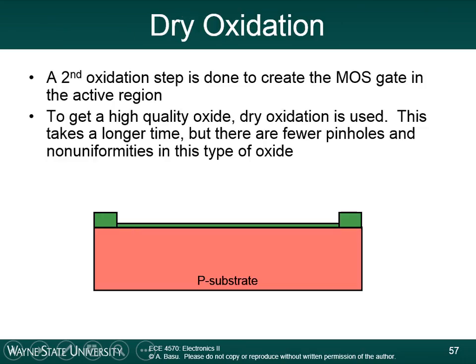Second oxidation step is done to create the MOS gate in the active region. Now this step is the critical one. We just talked about gate oxide tunneling, right? This oxide layer has to be grown very high quality. If it's not grown high quality and if there's differences in thickness, it will drastically change the threshold voltages on one side of the wafer versus the other. It could be a disaster. It also has to be a very high quality oxide, very reproducible. No pinholes in there, because if there are pinholes, then you'll get conduction between the gate and the substrate.